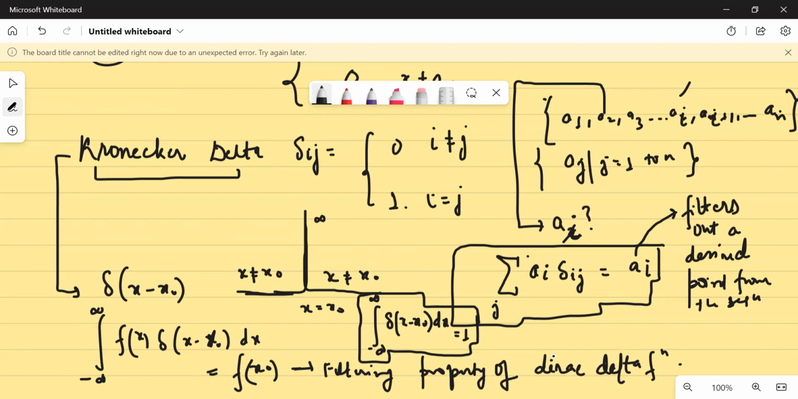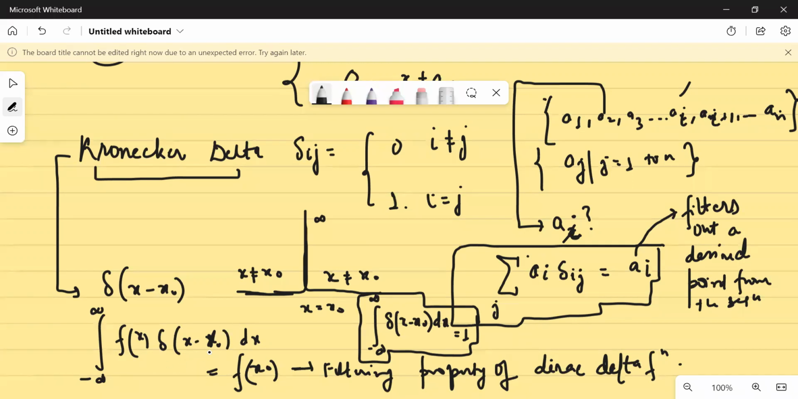Okay. So this suggests that if I have to write the value of a function at a point, I simply multiply the Dirac delta function at that point with that particular function and integrate it all over. So what I'll get is f(x naught).